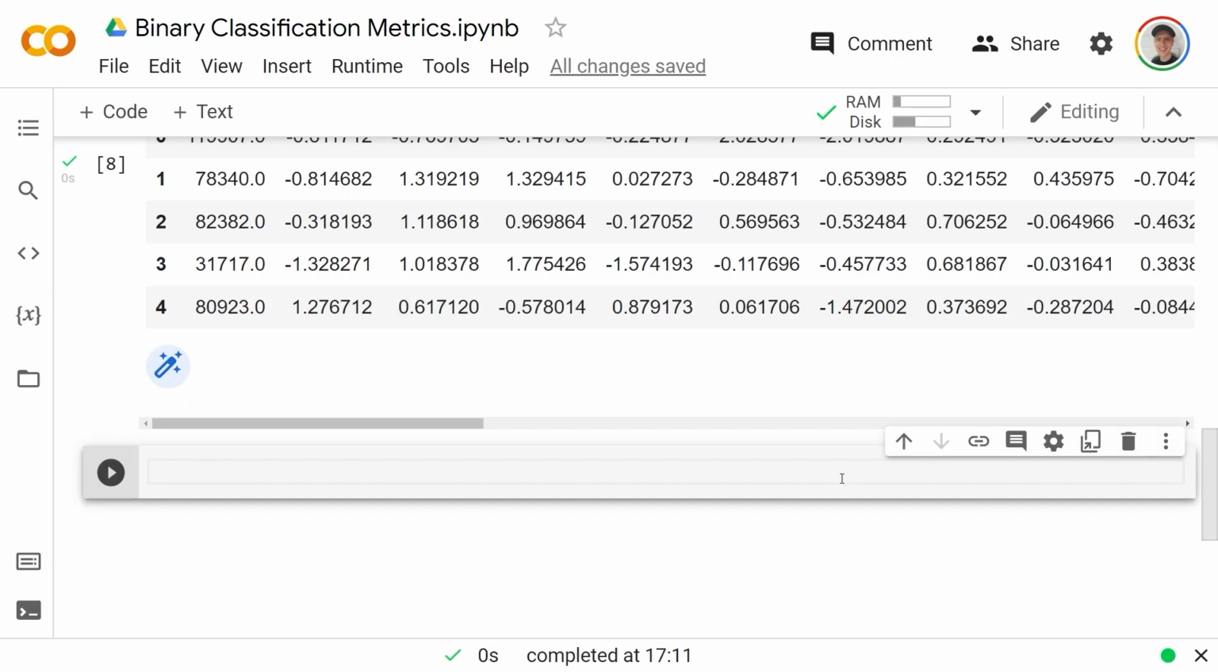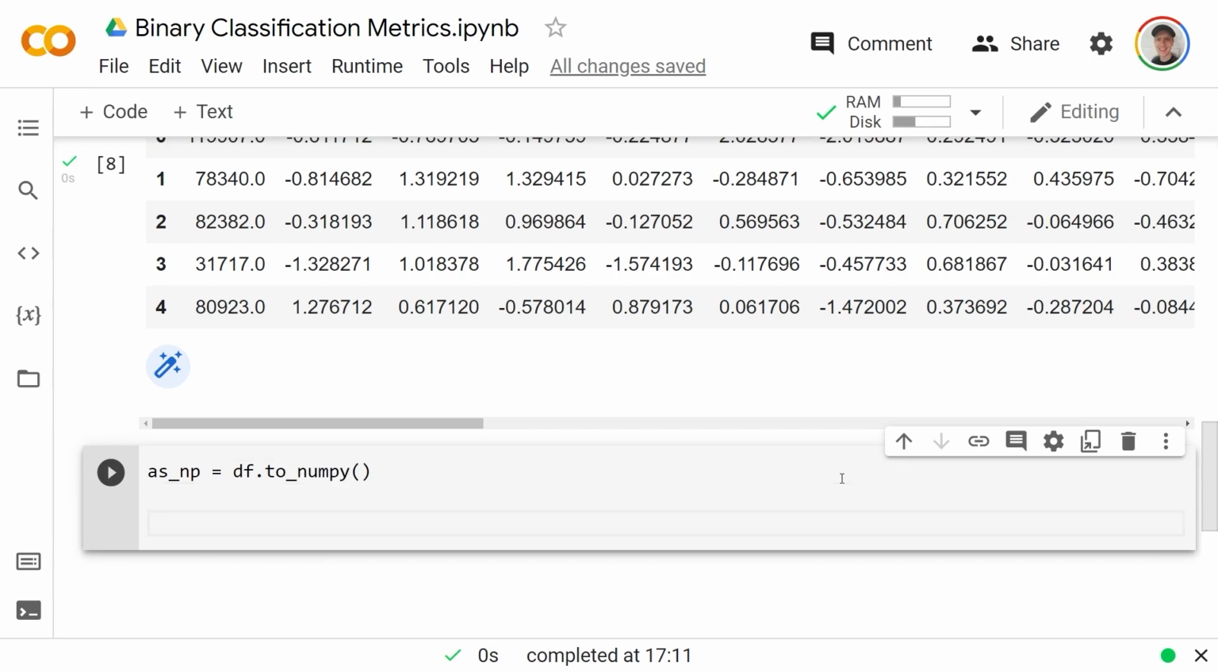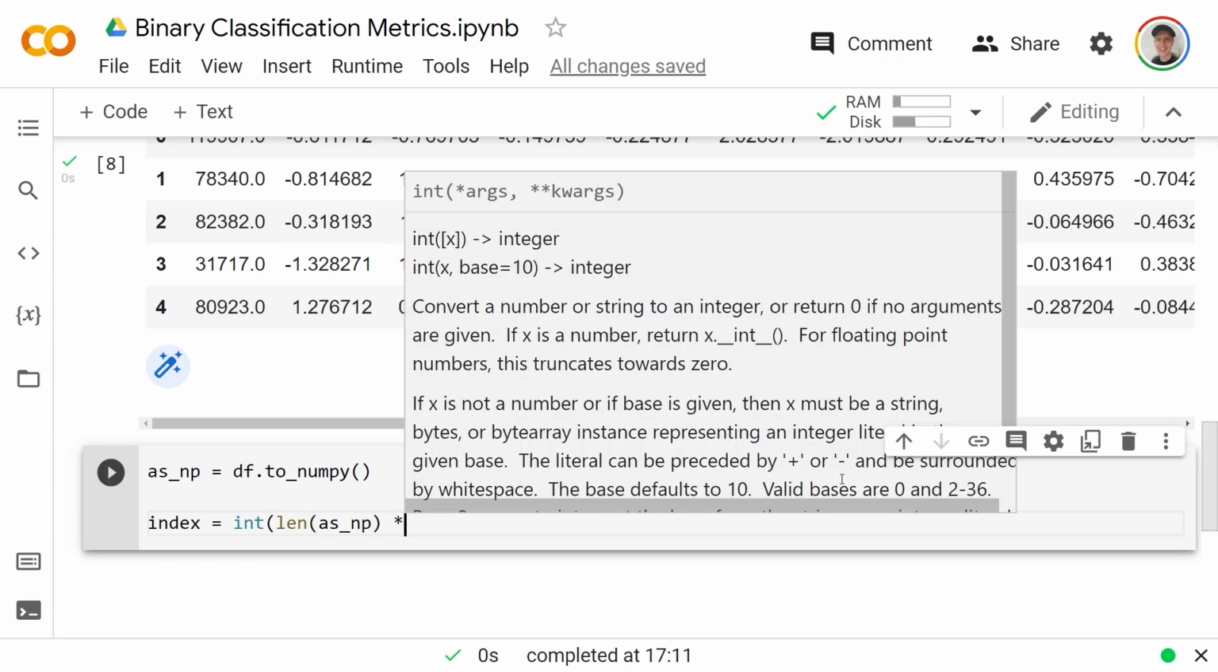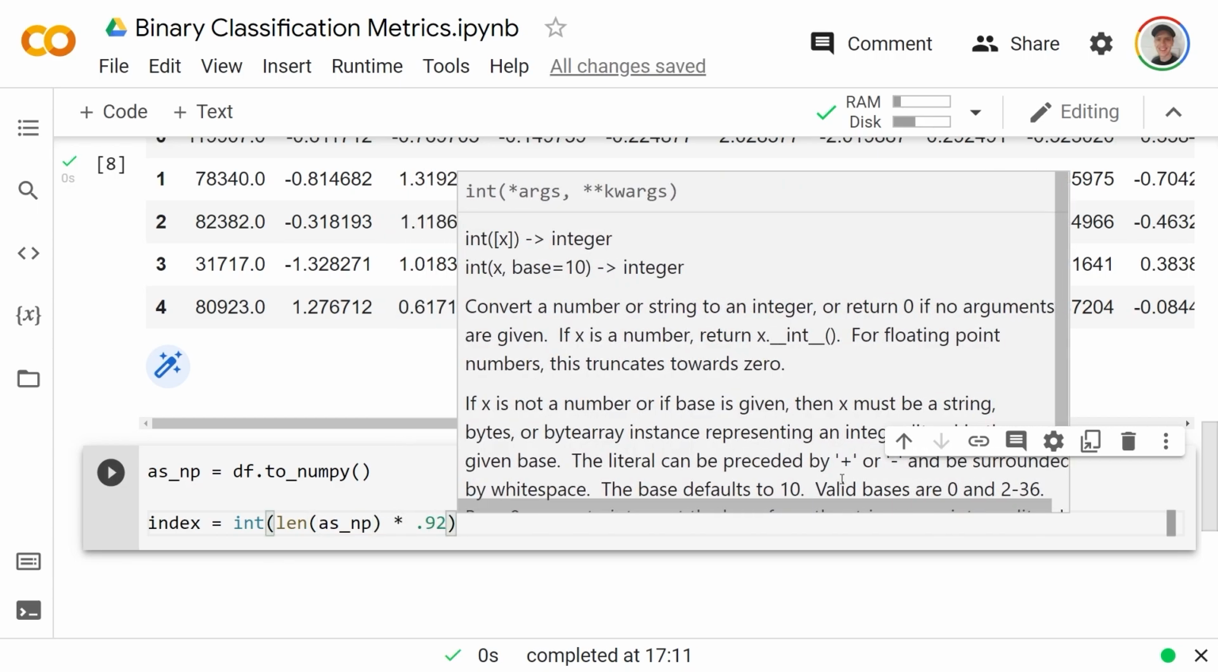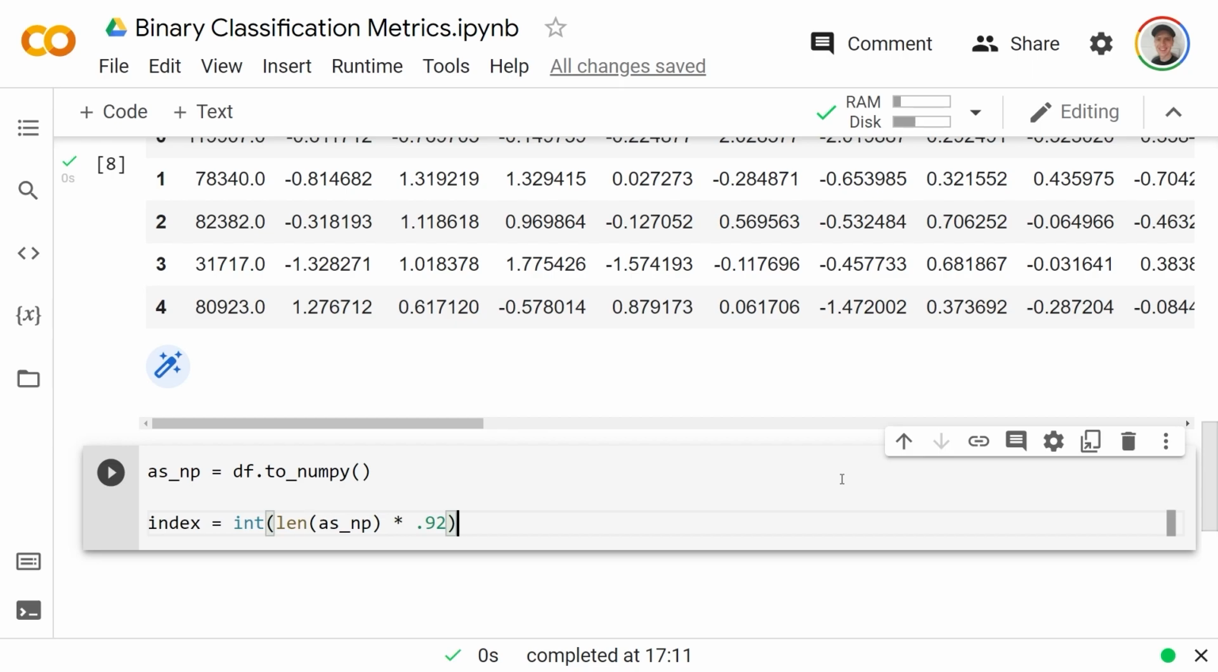Now we'll convert the data frame to a numpy array with as_numpy = df.to_numpy() and get this index value, which is equal to the integer of the length of as_numpy. That's how many rows we have, and then we'll multiply it by 0.92. A slightly unconventional split. This will make 92% of the data for train and the remaining 8% left for test.